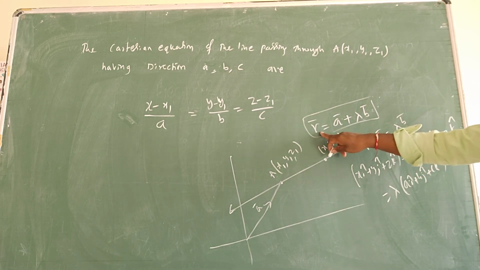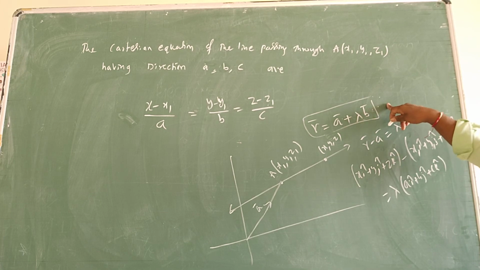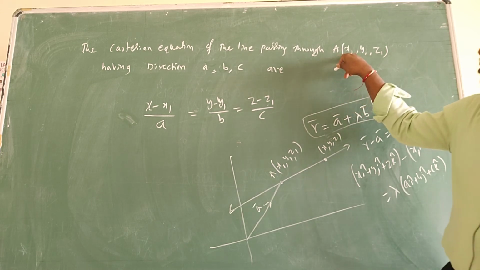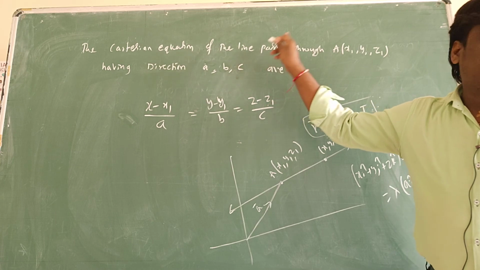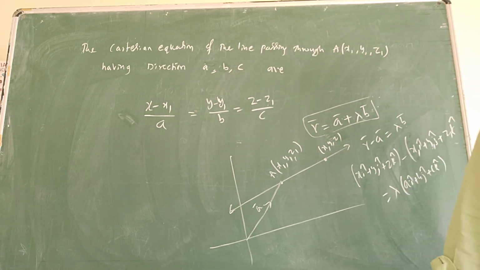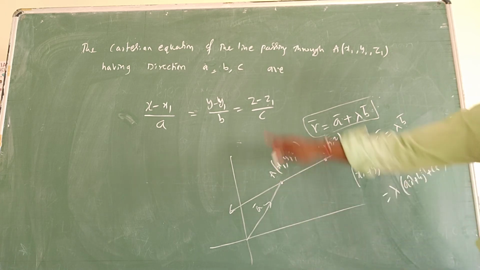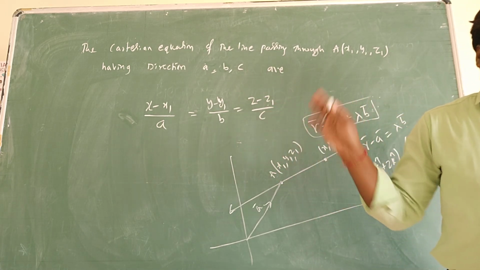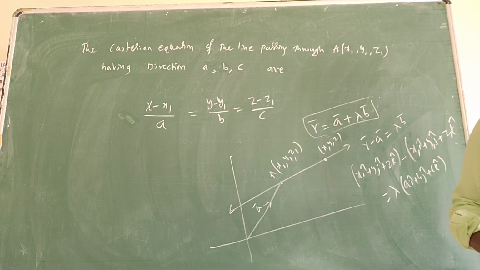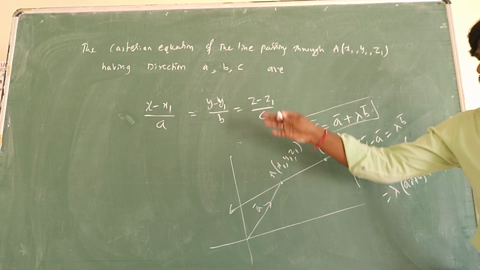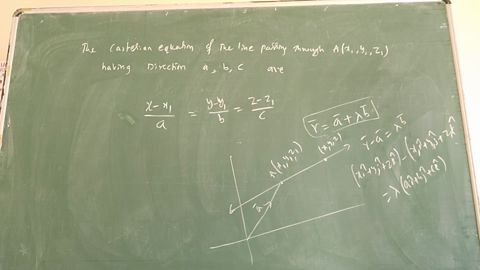Previously, in vector form, R is equal to A vector plus lambda times B vector. This is the vector form of a line when a point and a parallel direction are given. And here, point and direction are given, then the formula is what? Both things are the same only. Here A, B, C directions are given; there it is a vector. That's it. So the answer is x minus x1 by A equal to y minus y1 by B equal to z minus z1 by C, which is called the equation of a line when a point and direction are given.